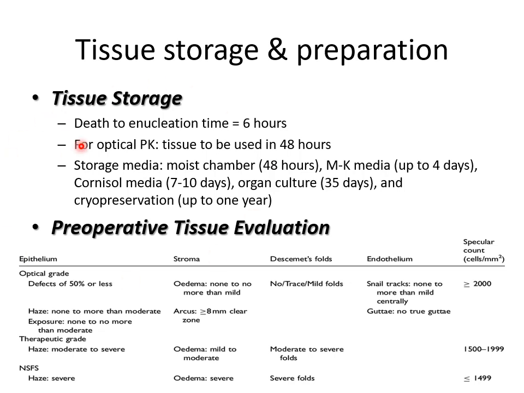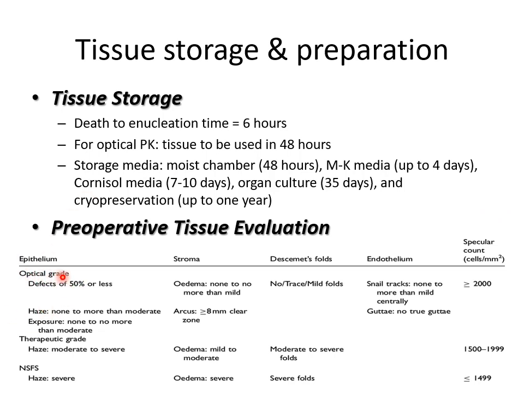So that is what I'm talking about over here, the tissue storage, that is the storage of the corneoscleral button, and preoperative tissue evaluation is evaluation of the button again. So you have to examine the epithelium, stroma, descemet folds, endothelium, and you have to do a specular count. Now, there is a separate machine available for doing specular microscopy of the donor button. It is different from the specular microscopy that we use routinely in our clinic.